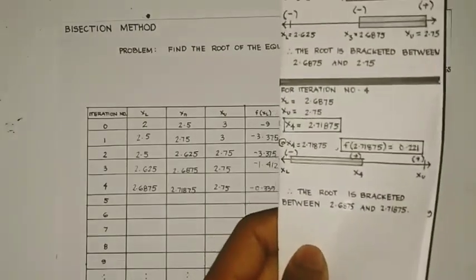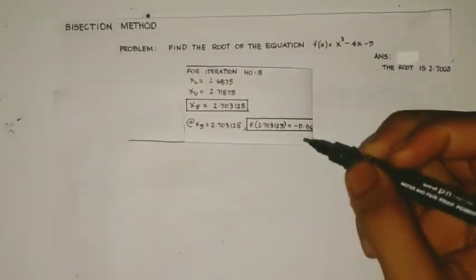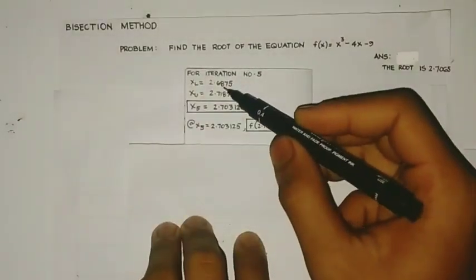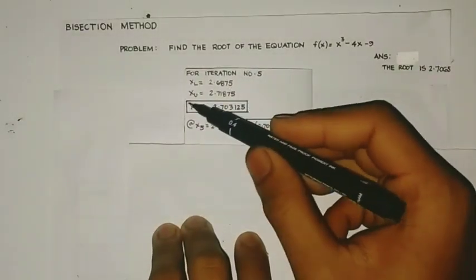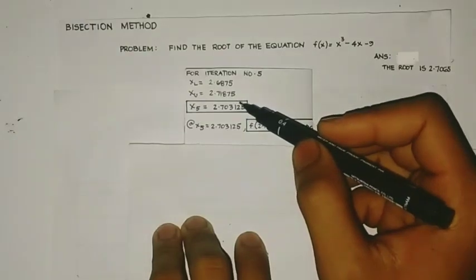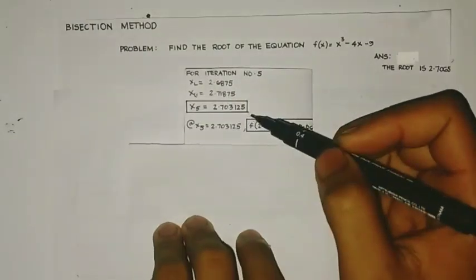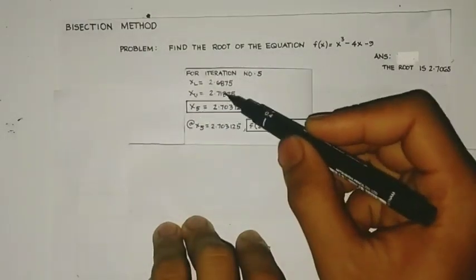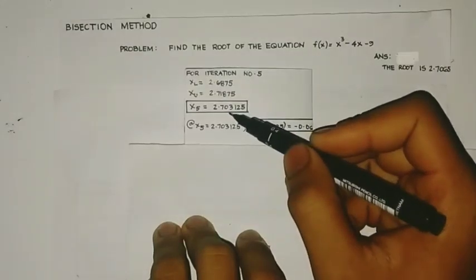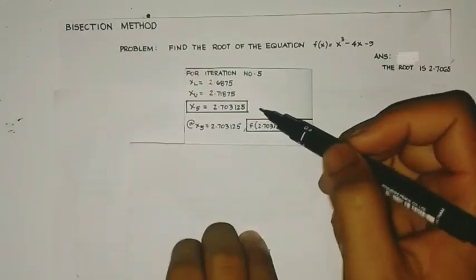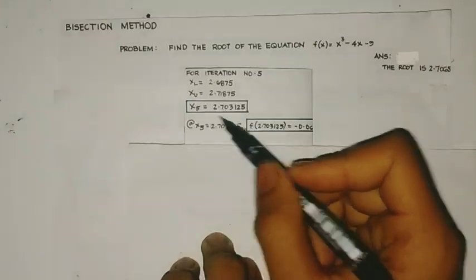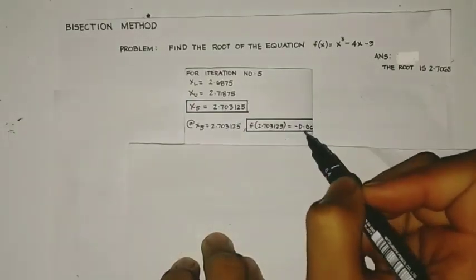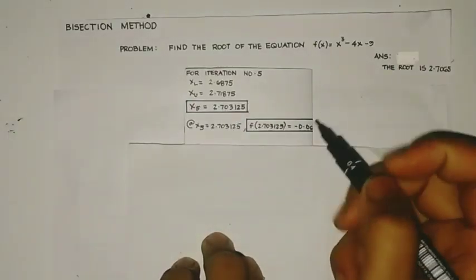Now, proceed tayo sa iteration number 5. So, sa iteration number 5, yung x sub L natin is 2.6875. Yung x sub U is 2.1875. So, nanggaling to sa nauna ng iteration number 4. So, yung x sub 5, yung midpoint ng dalawang to is 2.703125. Kapag substitute mo yung x sub 5 sa function, makuha natin na it is equals to negative 0.06.